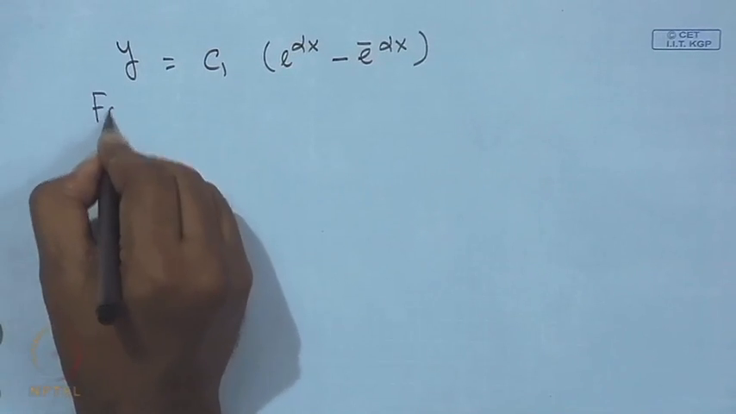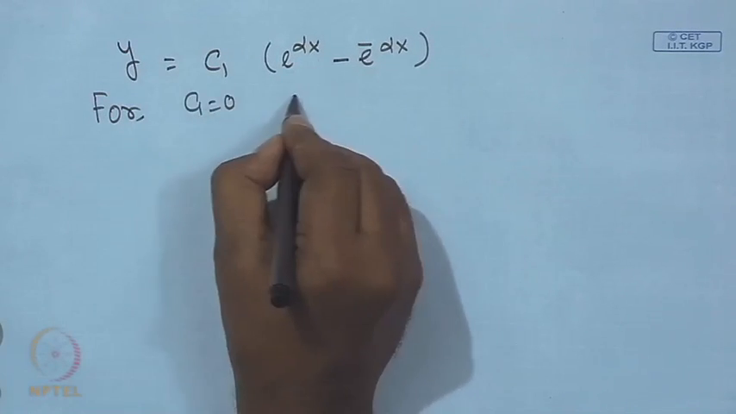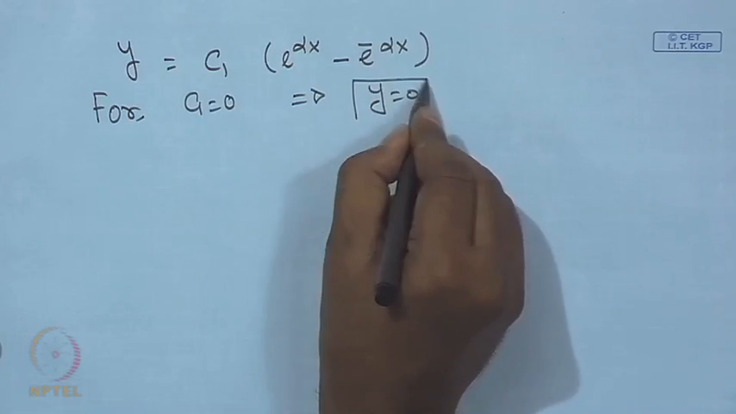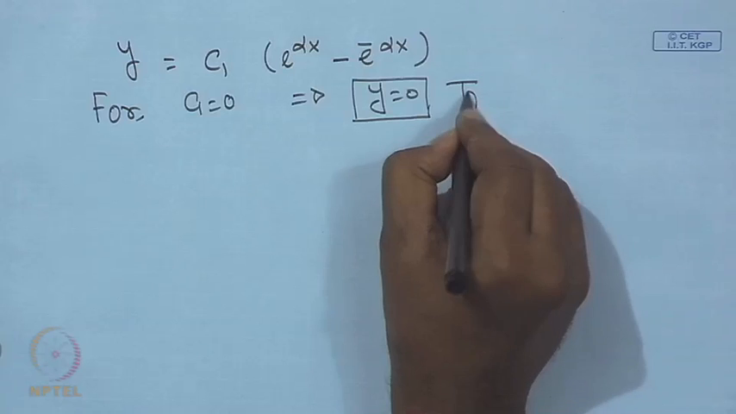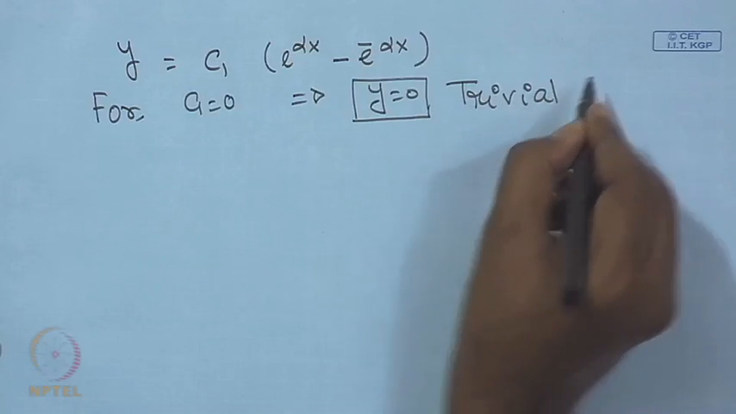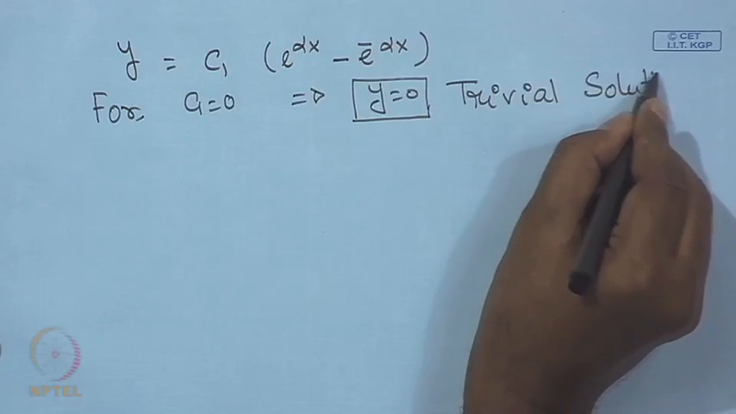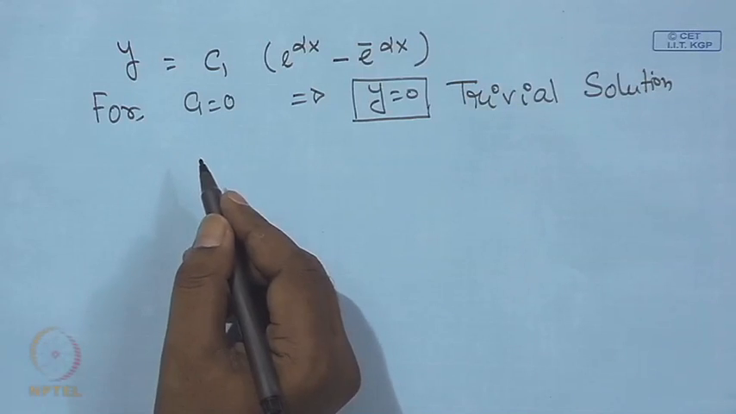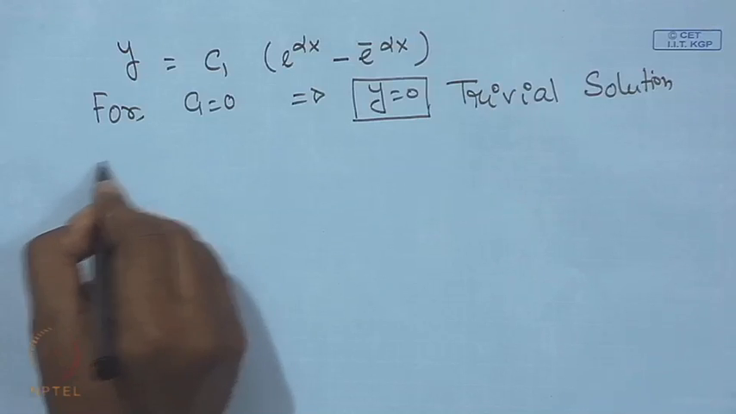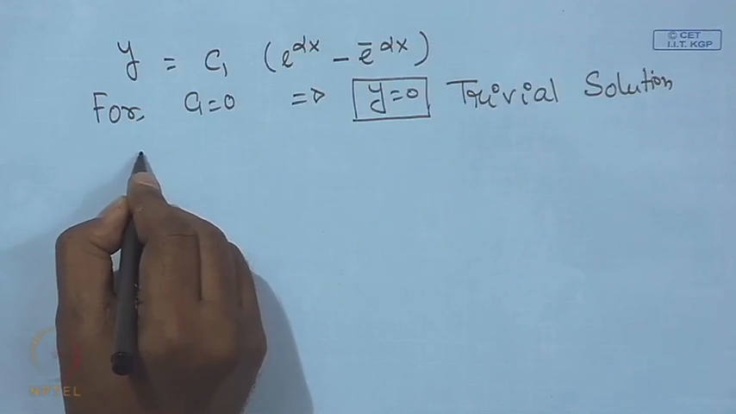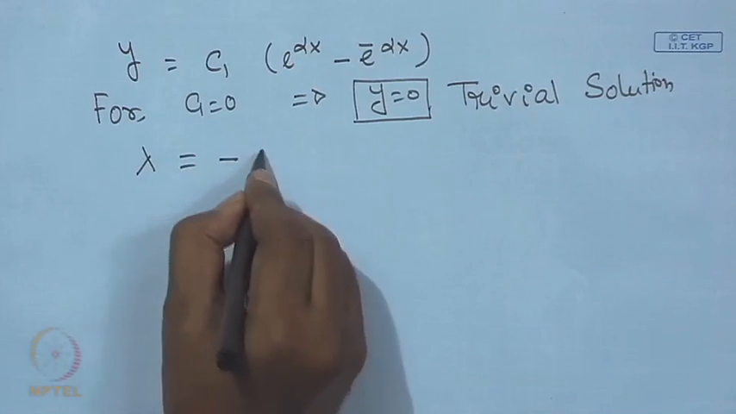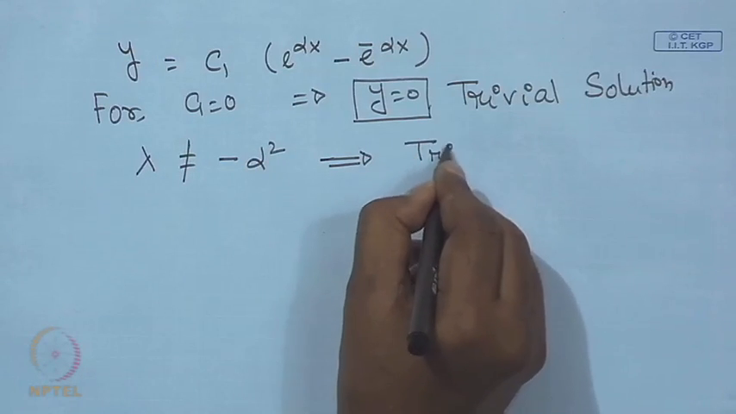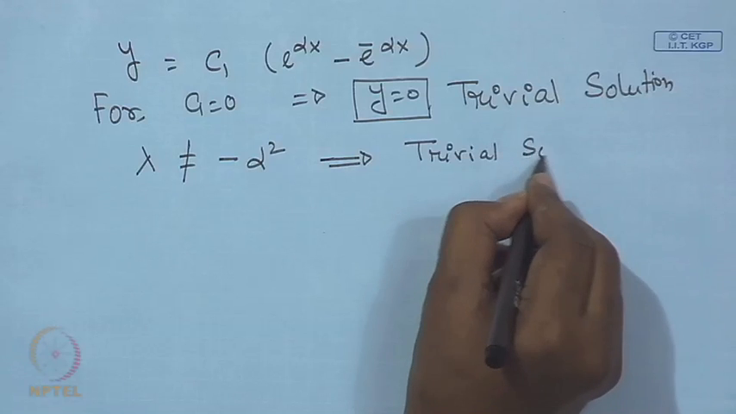For C 1 is equal to 0, of course, you will be getting y is equal to 0, which is nothing but a trivial solution. So, therefore, we are going to get a trivial solution in this case as well. So, our conclusion is that our lambda cannot be a negative quantity, because it gives a trivial solution and we are looking for a non-trivial solution.